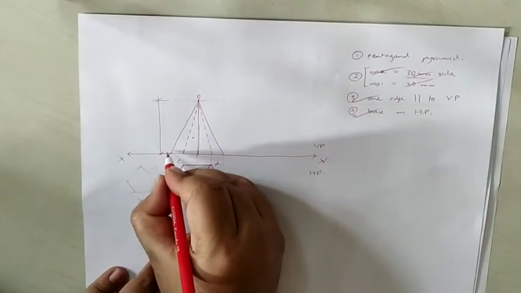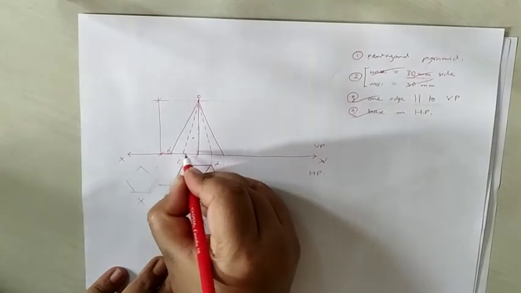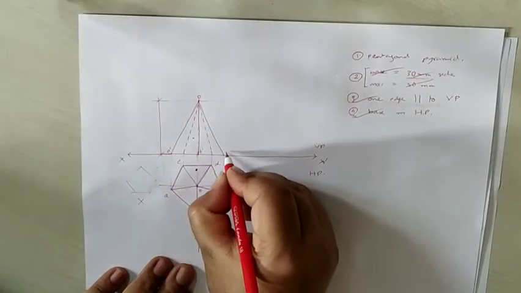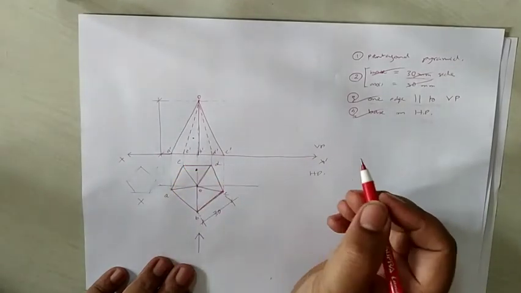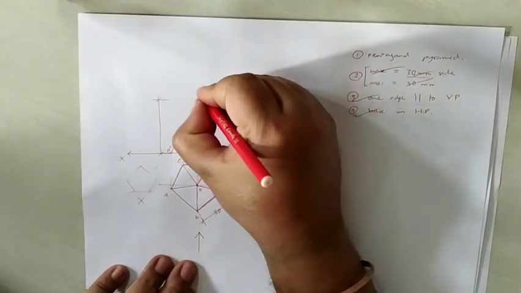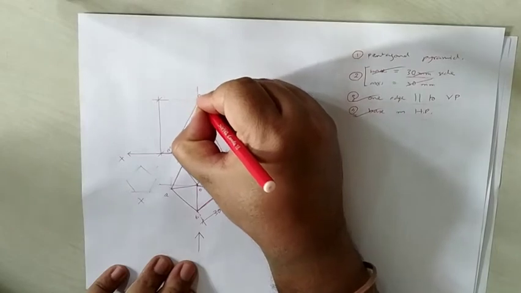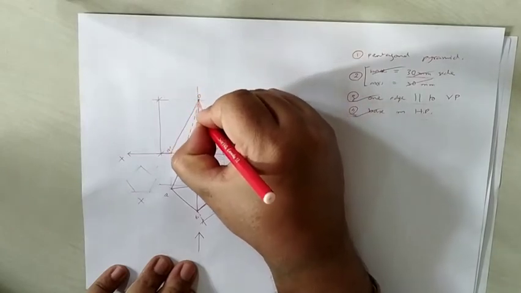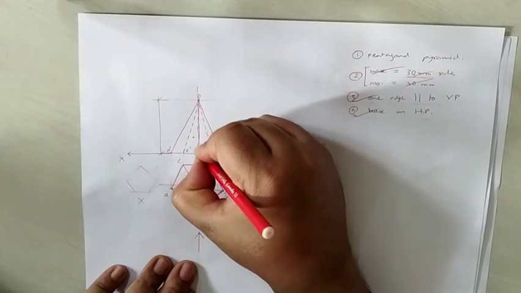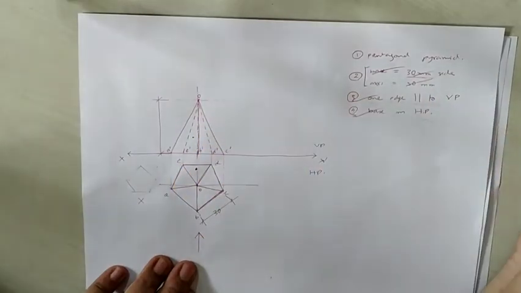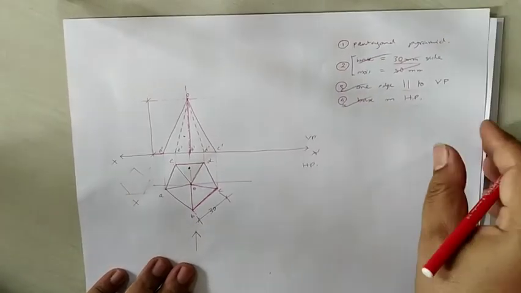You take the things here, A dash, this is B dash, C dash, this is D dash, this is E dash. And you need to show the axis, which will be near to this line, nearly overlapping with this line. So this is the required projection. This is done.